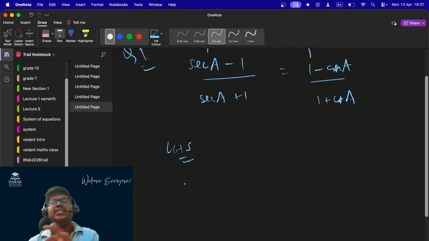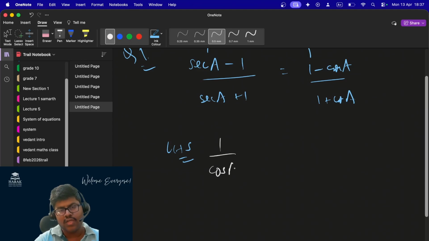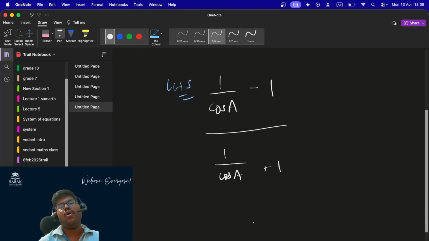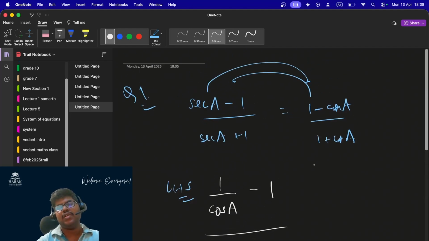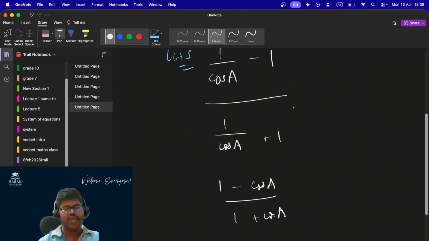So how can I write sec A? We know that sec A is the reciprocal function of cosine A. That means 1 over cos A is written in place of sec A, so it is 1 over cos A minus 1, and similarly 1 over cos A plus 1, right? Now if I take the LCM, the least common multiple, then it would be 1 minus cos A over 1 plus cos A, right? And that is exactly what we need to show. So that is how we have done the math.